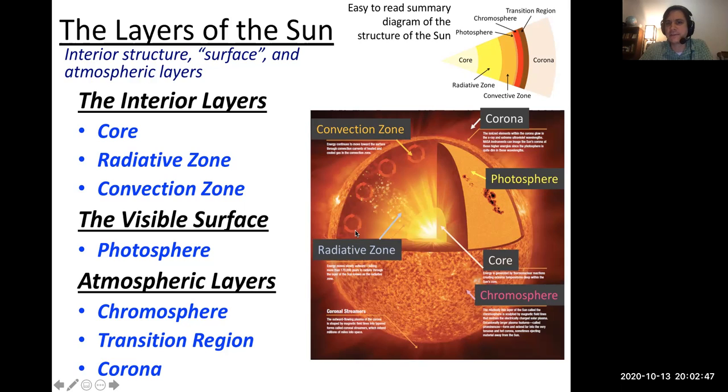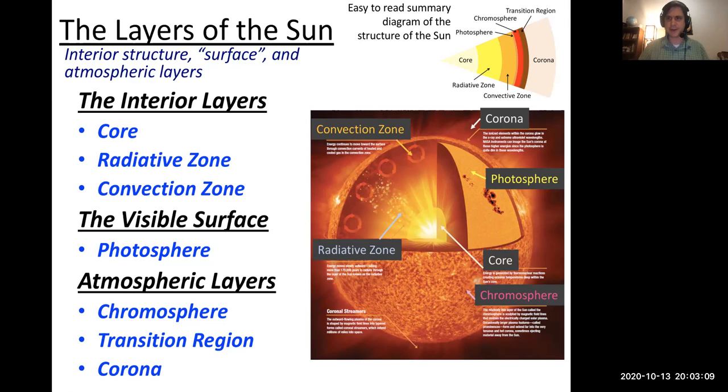Above the radiative zone, we have a section called the convection zone. And then sitting just on top of the convection zone, a very thin layer called the photosphere. And whenever it comes to actually naming the layers of the sun, astronomers are wonderfully creative. And we call the center of the star the core.